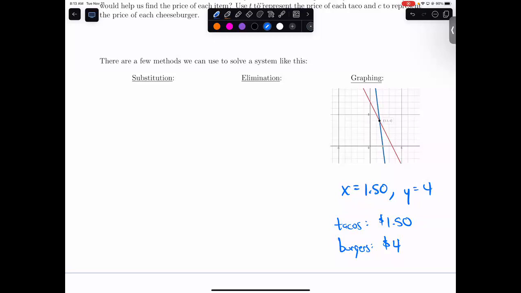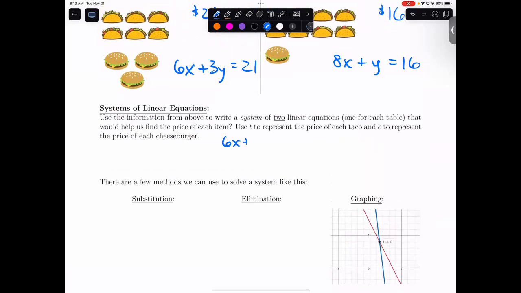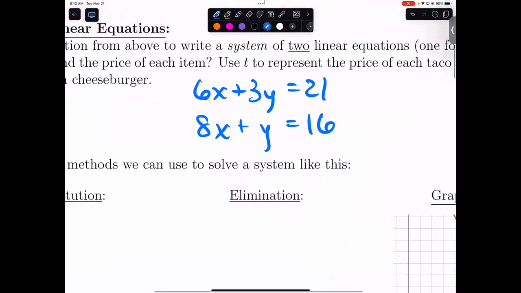How could we solve a system like this? Let me just copy it again here. 6x plus 3y equals 21. 8x plus y equals 16. It's pretty common when we're talking about a system like this to write them this way and put a big curly brace. Curly braces always just mean this stuff goes together, to underline the fact that we're talking about the same x and y here, simultaneously.